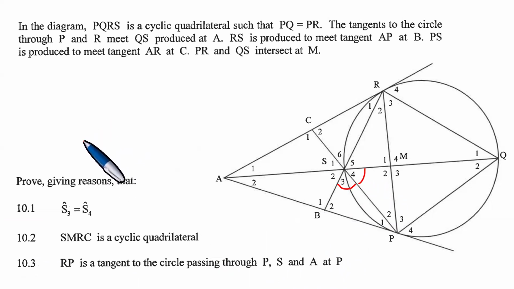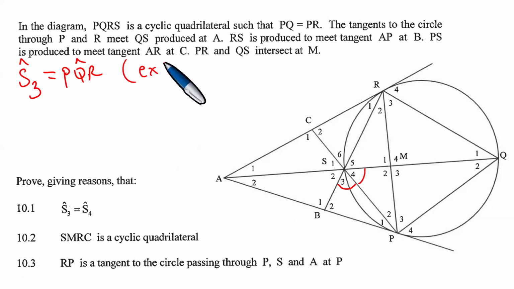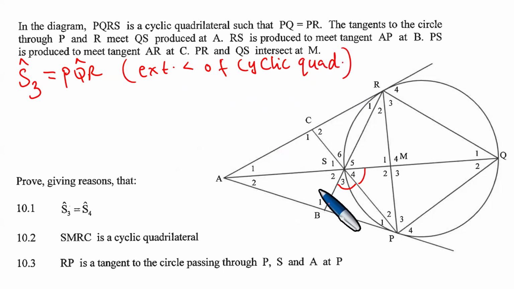To prove this is very straightforward. We start by saying, first things first, the angle S3 is equal to angle PQR. Therefore, here you have the exterior angle of a cyclic quad. This becomes the reason. We're able to see first and foremost that the angle S3 is equal to the angle PQR, this one here. And why is S3 equal to PQR? Because of the exterior angle of a cyclic quad.